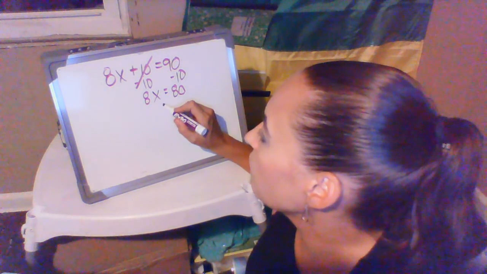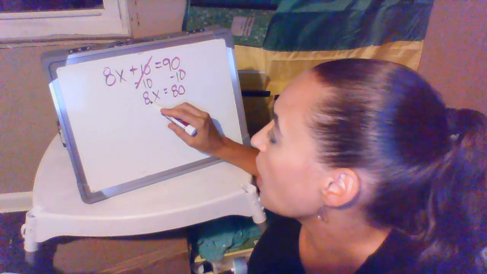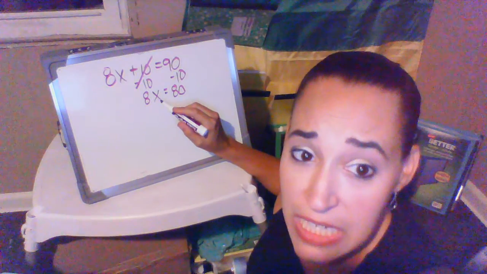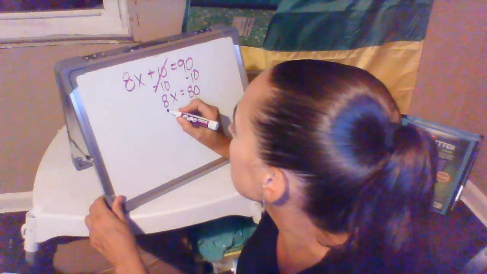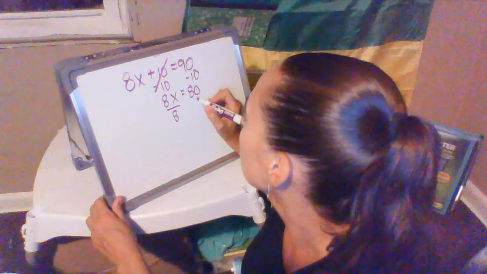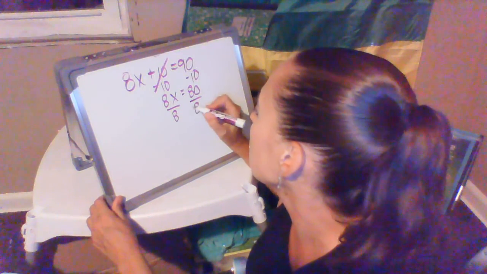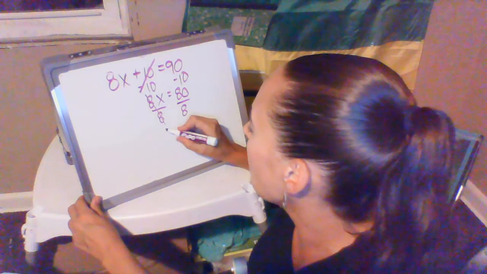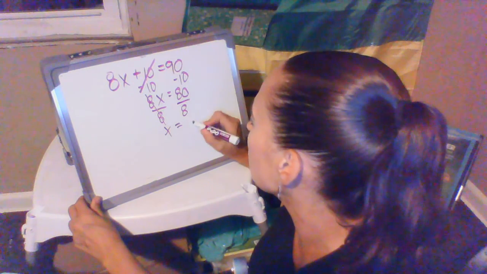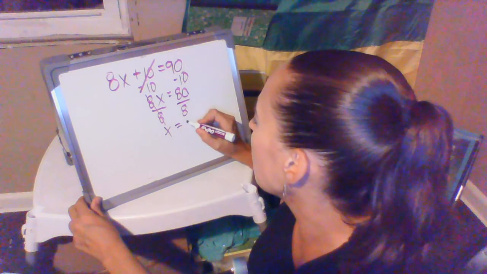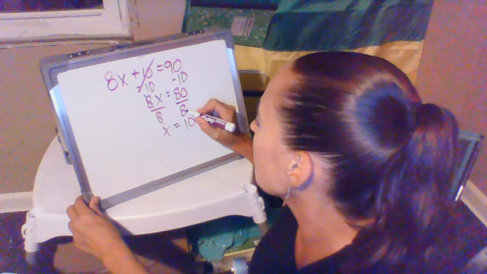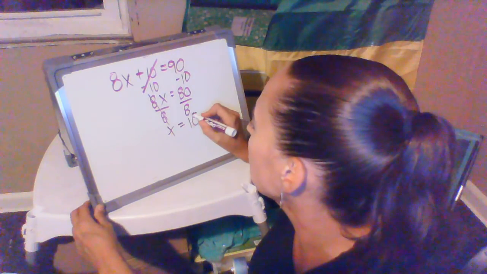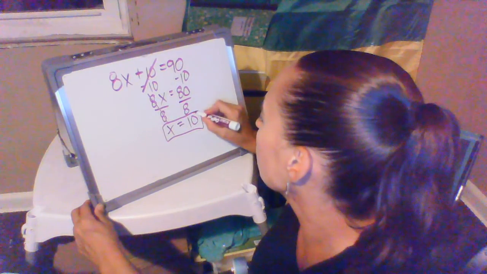So to isolate this variable, the opposite of multiplication is division. So I'm going to divide by 8. I'm going to divide by 8. That cancels it out on this side, and that leaves me with x equals 80 divided by 8 is 10, because 10 times 8 equals 80. And that's my final answer.